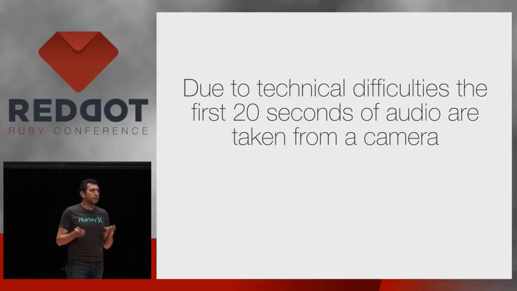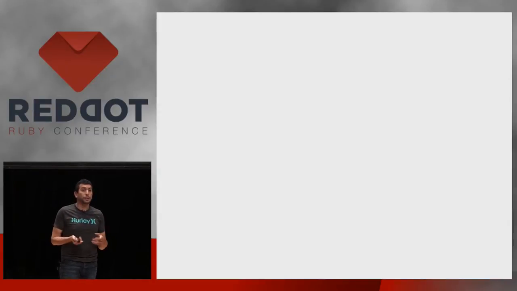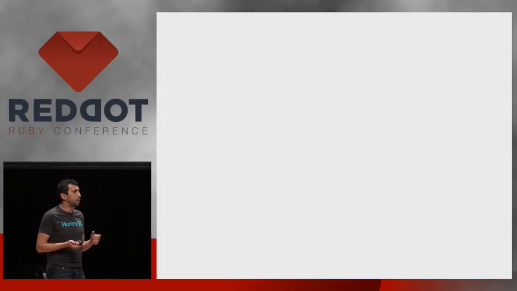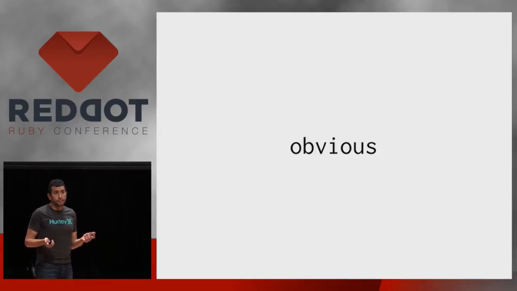Computer science categorizes problems in three different ways. There are some problems that you can just sit down and solve. You do the homework, you get to a solution. Maybe it might take you a few hours, maybe a few days, but eventually you will get to a solution. These problems are called obvious.